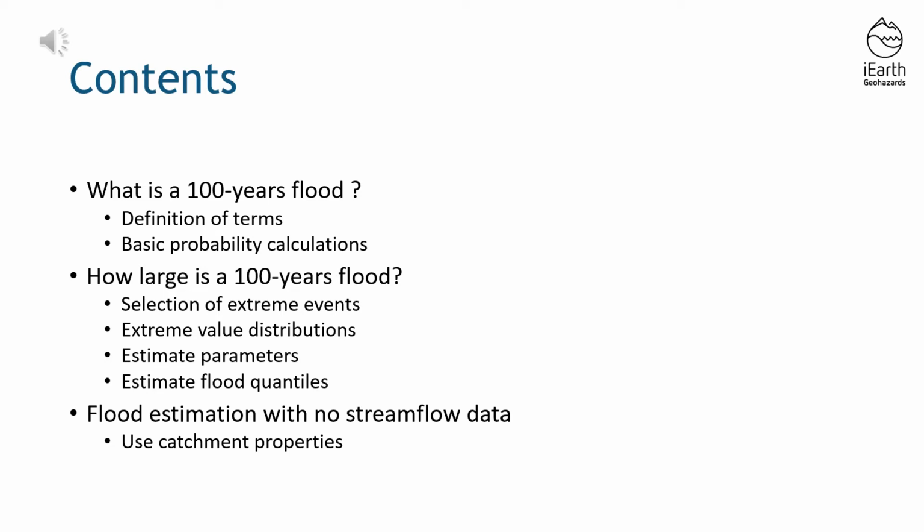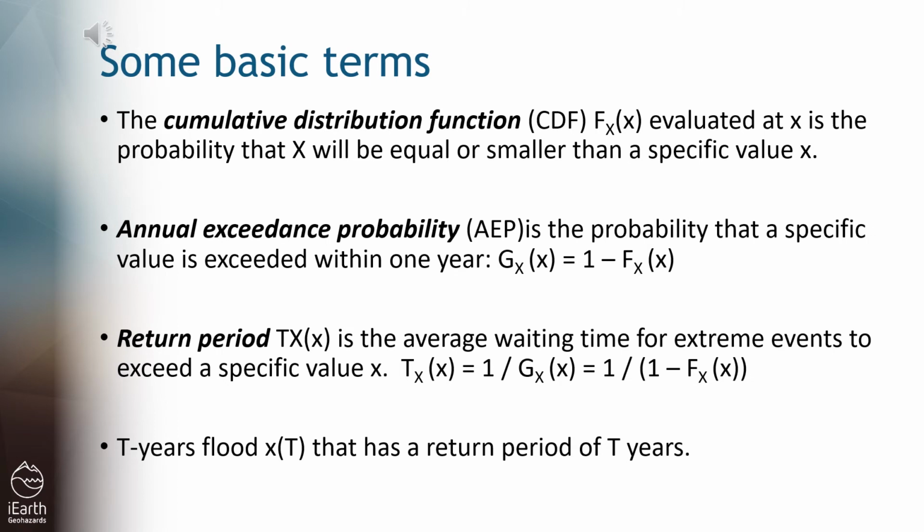In the end, I will show how we estimate flood sizes where we have no streamflow data, where we need to use catchment properties. Start to define some basic terms. The cumulative distribution function F is the probability that the random variable X will be equal or smaller than a specific value, small x. The annual exceedance probability is the probability that a specific value is exceeded within 1 year. And the annual exceedance probability G equals 1 minus F.